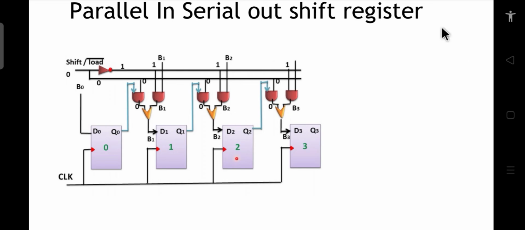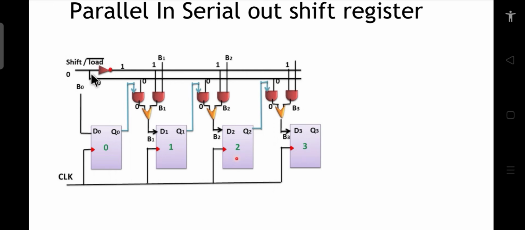This particular terminal here helps us to control the circuit. When this terminal is 0, what will happen? There is an inverter. To make this parallel in serial out shift register, we have to use some combinational gates as well. These are our AND gates and this is our OR gate. We are connecting one of them through this OR gate to the input with the help of this load terminal.